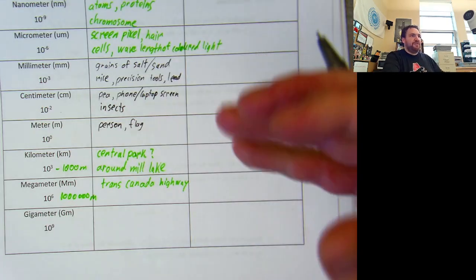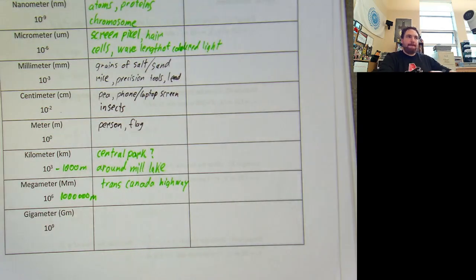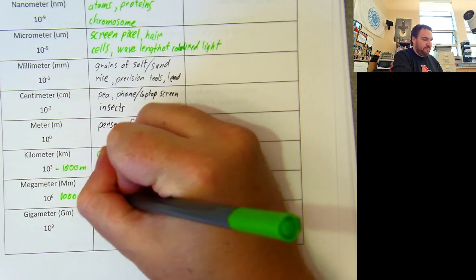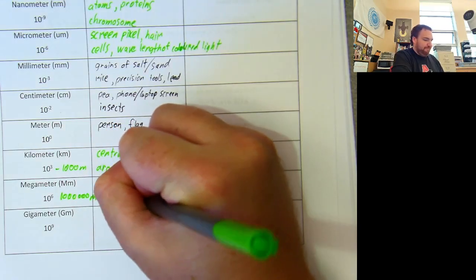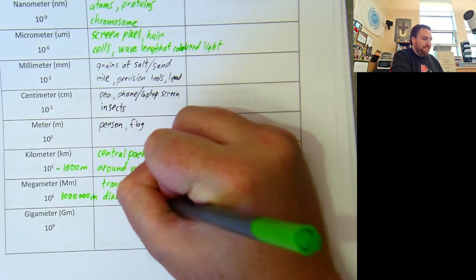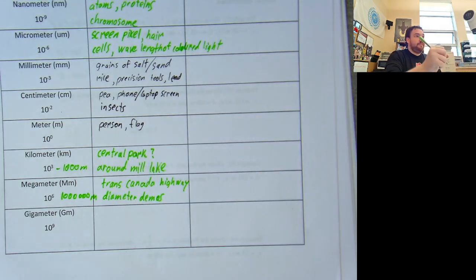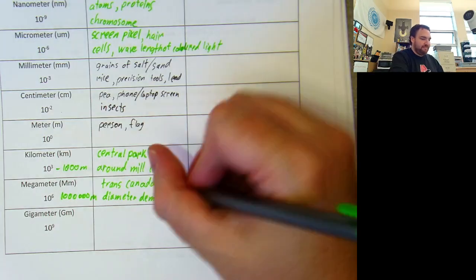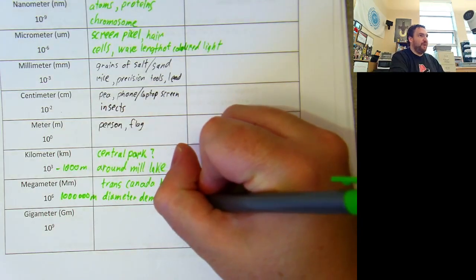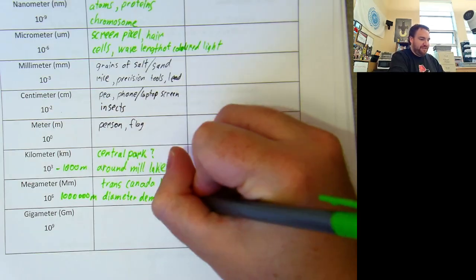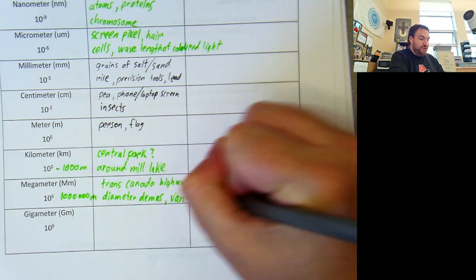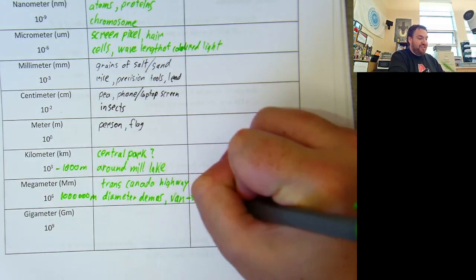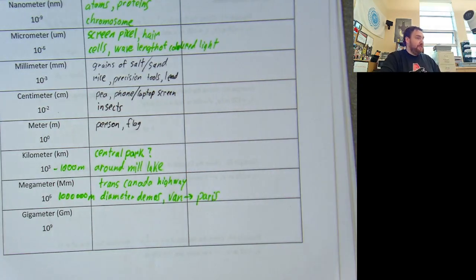What about the moon? Diameter, circumference, radius? What are we talking about? Diameter. Diameter of Deimos. That's an interesting moon to pick. Thor, you have another one? Long distance flights. What kind of long distance? Can you give me an example of a distance? From Paris to where? Vancouver to Paris. You're suggesting that is on the scale of megameters. Okay.